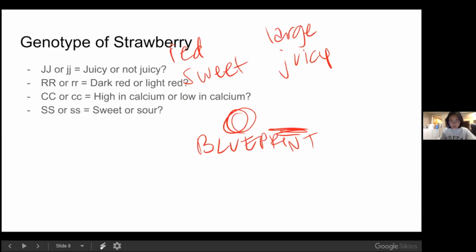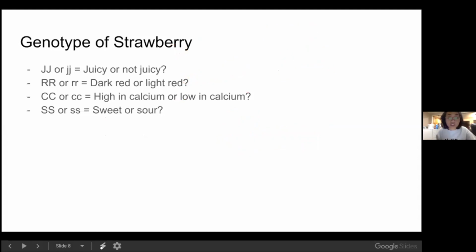All right, so just to review what a genotype is: those traits that we saw in those strawberries are also transcribed in the strawberry's DNA as a genotype. So genotype again means the code. Whenever you see letters that look like a code, that's the genotype. Some examples of genotypes that the strawberry could have are like these.